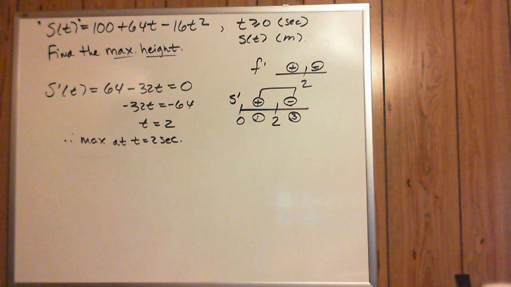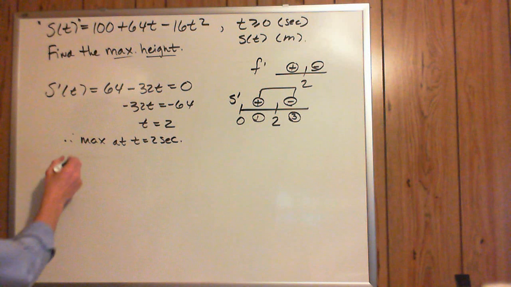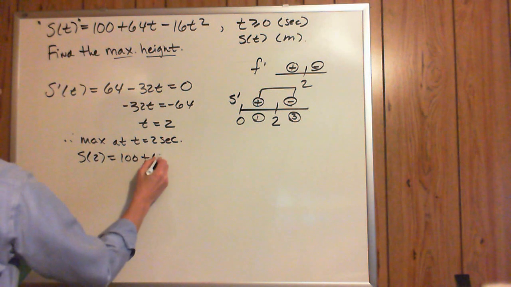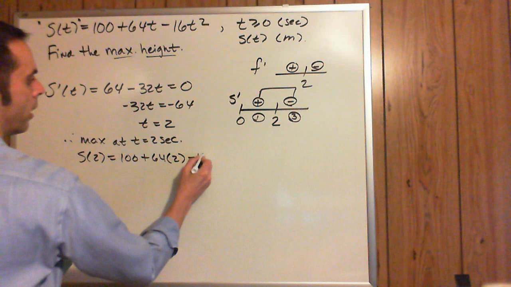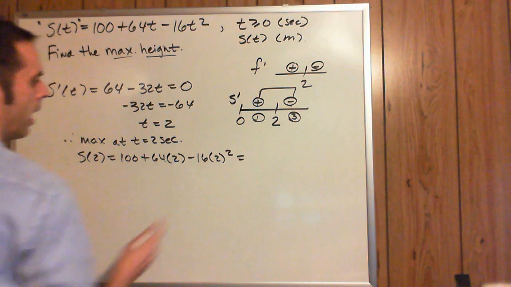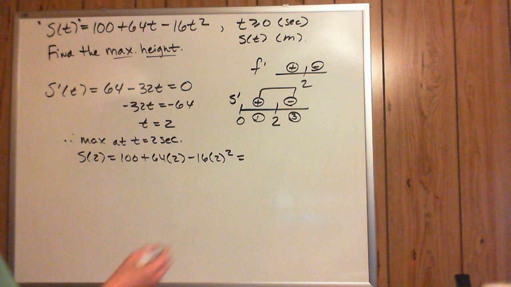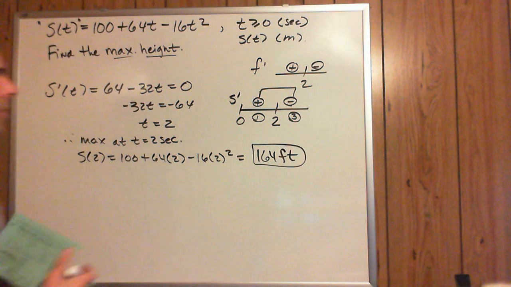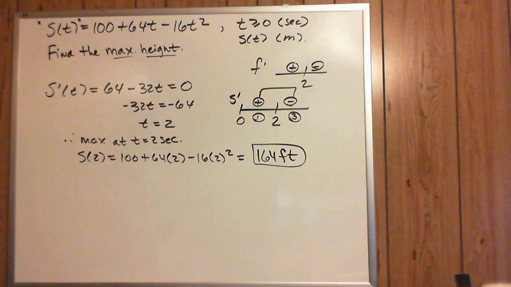To find the object's height at that particular time t, just substitute 2 back into the original. So s(2) would be equal to 100 plus 64 times 2 minus 16 times 2 squared. And grinding out the arithmetic, we would get 164 feet. This confirms that the maximum height is 164 feet using the first derivative test.